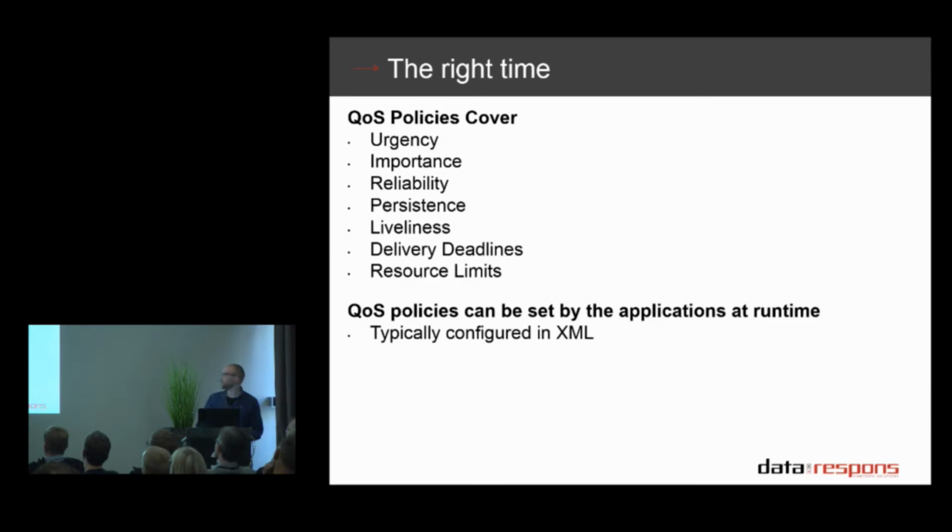And the right time, that's handled with the quality of service policies, where you can set up a lot of stuff. You can set up, for instance, if there has been so much time since the last package was sent, you can say that this device is probably dead. You can have deadlines, reliability, importance. You can prioritize all the packages so that the important stuff gets sent first.